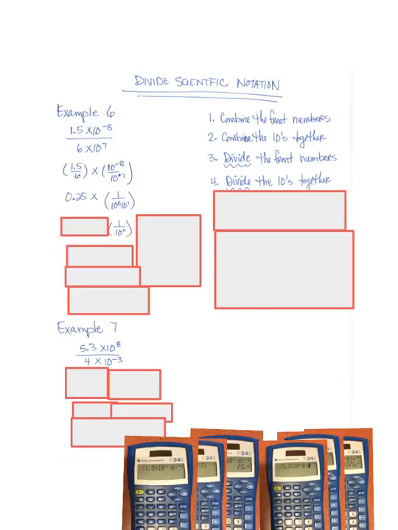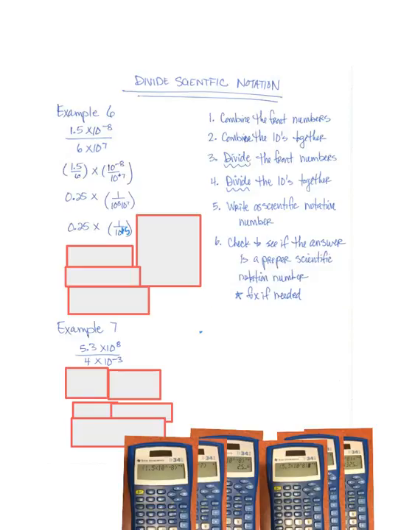And we're going to get 1 over 10 to the, it says 11 there, but it should actually be 15. So there should be a 15 right here. Again, at the beginning, we have 0.25 times 1 over 10 to the 15th. We are writing it as a good scientific notation number. The last thing we need to do is check to see if it is a good scientific notation number.